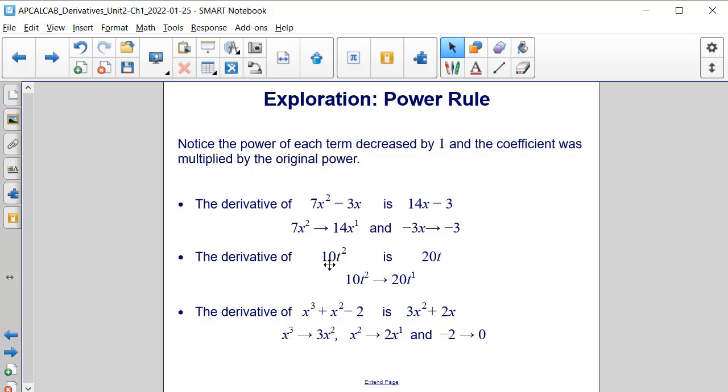The derivative of 10t squared is 2 times 10, or 20, and then t raised to the 2 minus 1, or first power. And the derivative of each term here, x cubed, became 3x squared. X squared became 2x to the first, and negative 2 became 0.